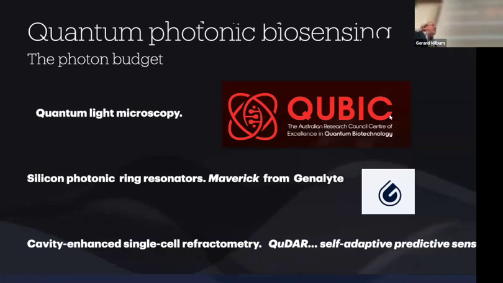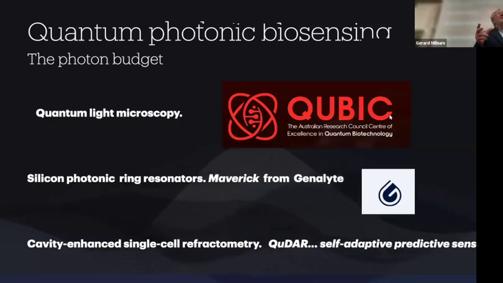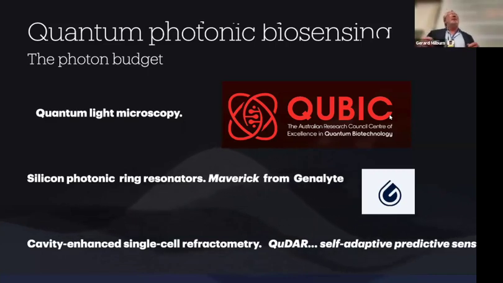Quantum photonic biosensing is in fact a major industry around the world. One of my colleagues back in Australia has the center called CUBIC, which does quantum light microscopy. There's lots of work done on silicon photonic ring resonators. It turns out the difference between a healthy cell and a sick cell can often be reflected in the refractive index of the cell. And so if you can probe that very quickly in real time using single photons, you can do better.